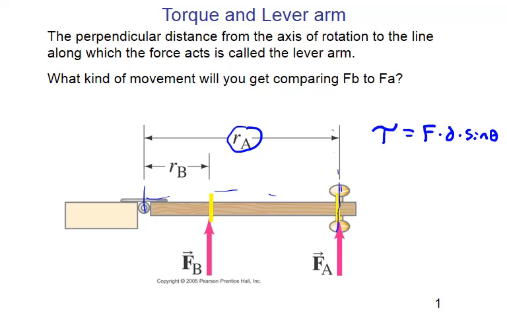And you can try this if you have a hinge, like even at the door at your house. You can push right here real close to the hinge, and you're not going to get much torque. You're not going to get much rotation. But if you push at the end of the door, you'll get much more rotation.